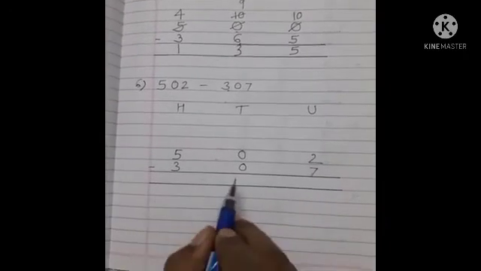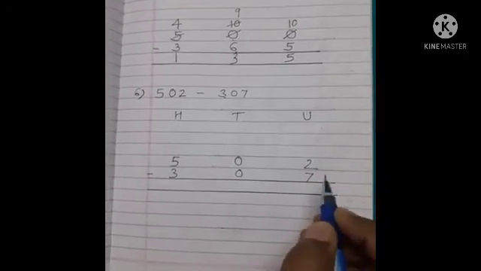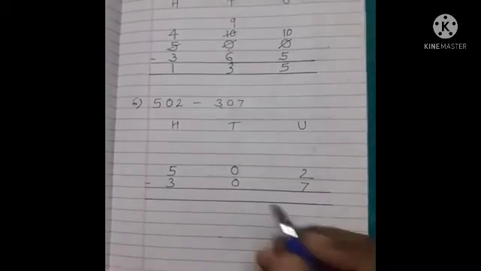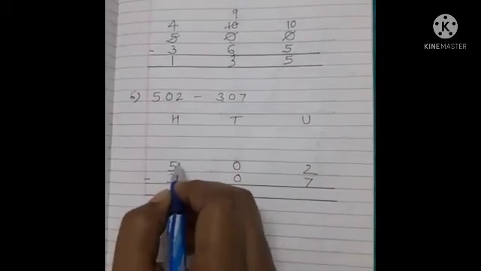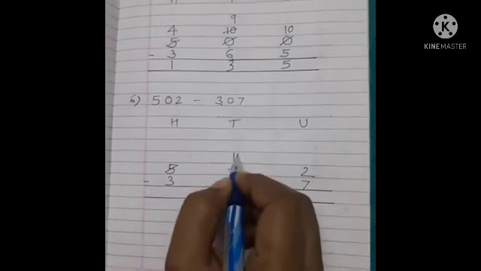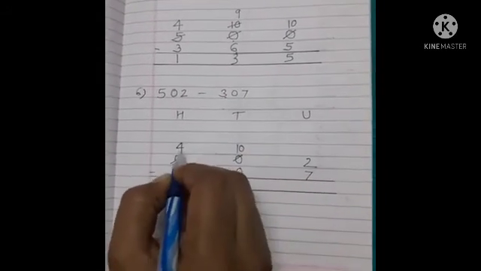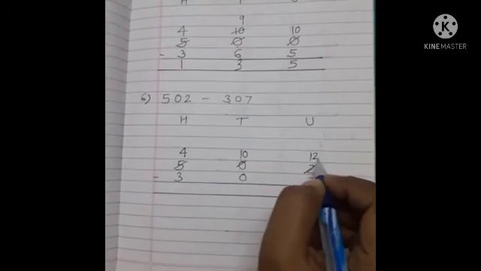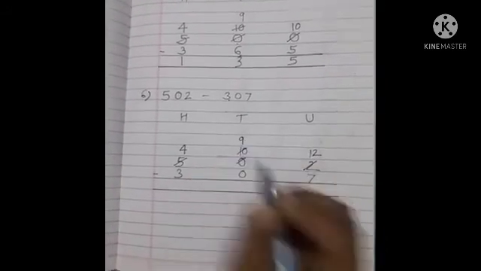Same way we will do question number 6. 502 minus 307. 2 minus 7, is it possible? No. Again we will go to the tens place. Here 0. Tens will go to the hundreds house. So hundreds will give 1. So here it will become 10 and here it will become 4. The tens place will give 1 to the unit place. Here it will become 12 and here it will become 9.